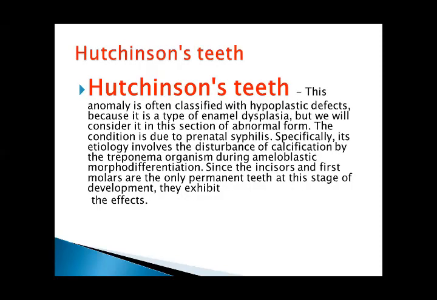Hutchinson's teeth. This anomaly is often classified with hypoplastic defects because it is a type of enamel dysplasia, but we will consider it in this section of abnormal form. The condition is due to prenatal syphilis. Specifically, its etiology involves the disturbance of calcification by the treponema organism during the morphodifferentiation stage. Since the incisors and first molars are the only permanent teeth at this stage of development, they exhibit the effects.